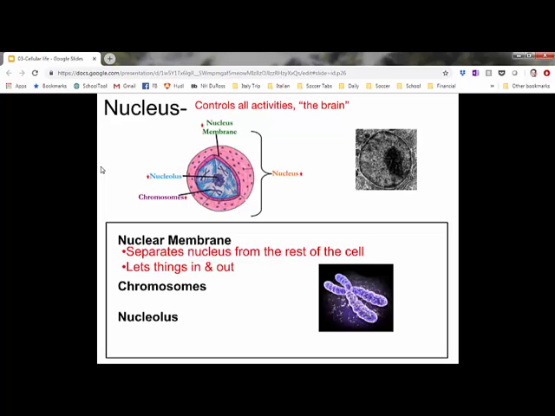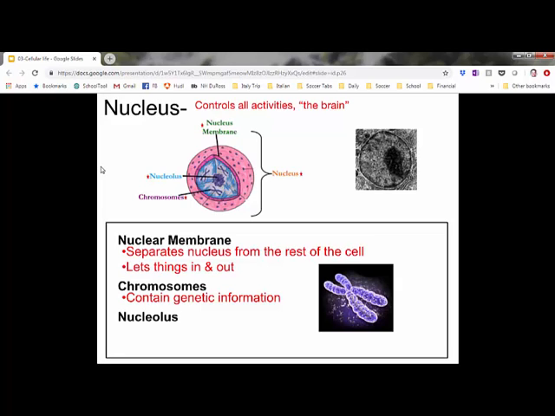Inside are these chromosomes. Chromosomes are the genetic information of a cell. In your cells, in typical body cells, humans have 46 chromosomes. 23 of them you got from each parent. And they contain your genetic information. Your chromosomes contain your DNA, which has your genes, which makes you who you are.